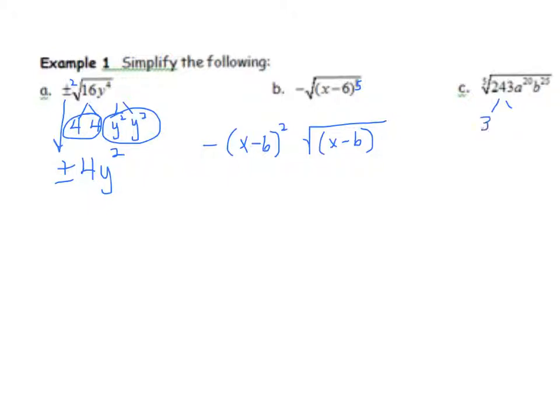So if I start to factor this, this is 9 and 9, 9, 9, 3, 3, 3, 3. Bring that one down. 5 3s. Woohoo! So that comes out. And then I can divide 20 by 5. So that's going to be 3a to the 4th. And b divided by 5 would be 5. So b to the 5th. So the answer to C would be that one.